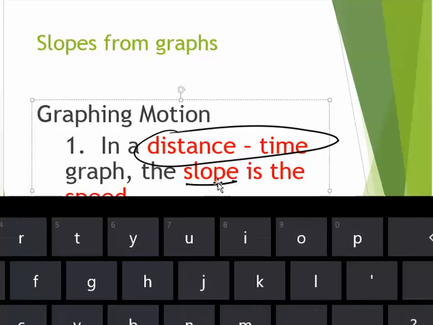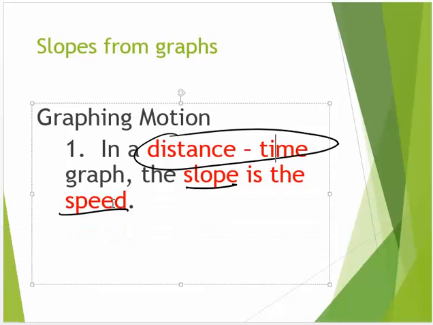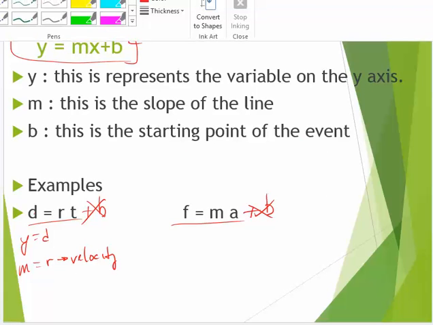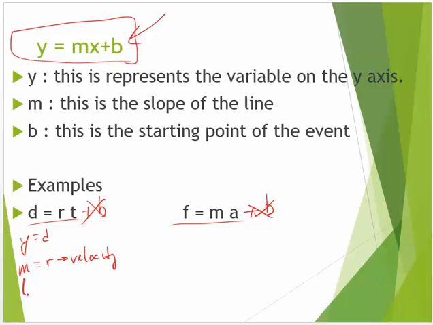On a distance time graph, slope is the speed, and then time is the x. Over here, if we just apply it to an equation we had earlier this year, y would be the F. That would be on the y-axis, it would be force. The mass would be the slope, and the acceleration would be on the x-axis.